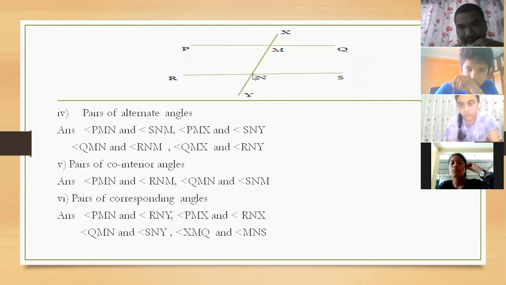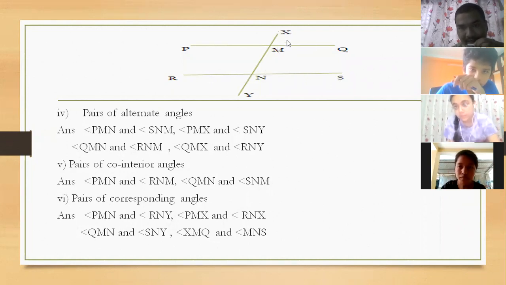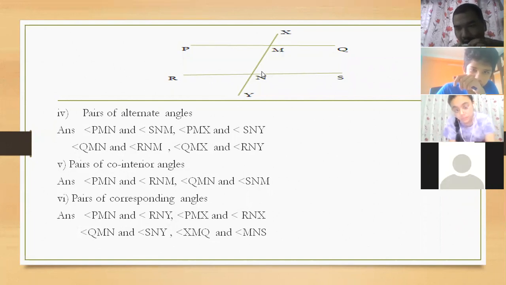M and what is there? M and S. This is interior. XMQ, this is exterior. One is exterior and this is interior, on the same side of the transversal. Okay, Sarita, like this we find the corresponding angles. Are you clear, children?